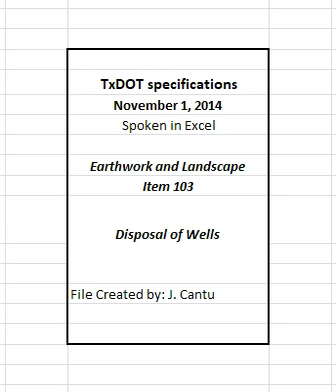3. Measurement. This item will be measured by each properly plugged and disposed well. 4. Payment. The work performed and materials furnished in accordance with this item and measured as provided under measurement will be paid for at the unit price bid for disposal of water wells or disposal of petroleum or sulfur wells.